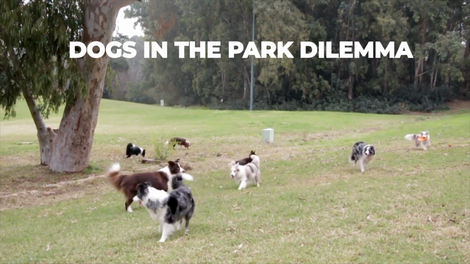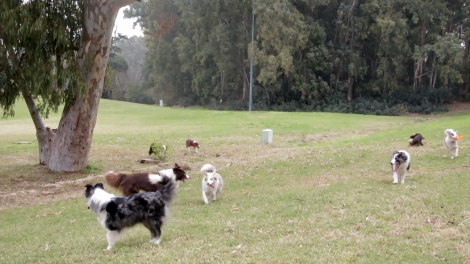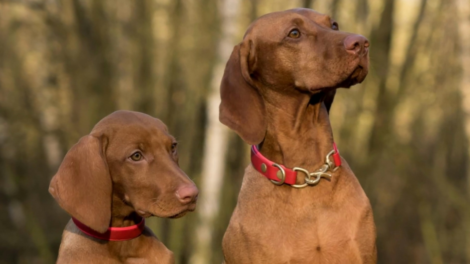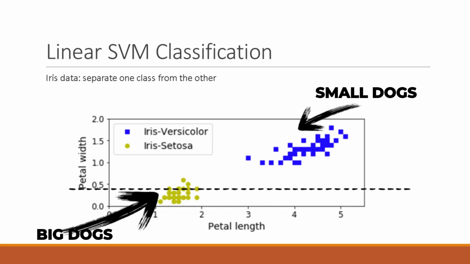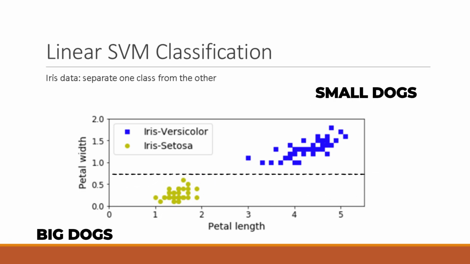Imagine you are the dog park owner with a park filled with a bunch of big and small dogs, and you want to find out the count of each one of them. Your job is to draw a line in the sand that separates them out. Easy enough, right? Now let's take a step further and make this problem even more complex.